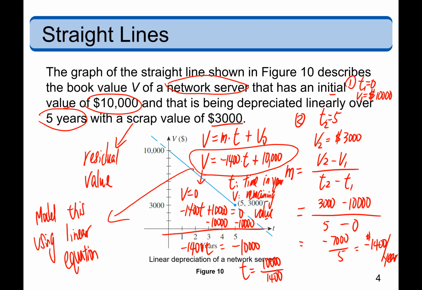Okay, so 10,000 divided by 1,400 is not going to be a round number. It's going to be a decimal number. It's 7 point something, right? So it's approximately equal to 7.14. So what does that tell us? When does the machine become useless? In about 7 years. Exactly. Yeah, about 7 years, right? Between 7 to 8 years, the machine becomes obsolete, with a zero residual value.